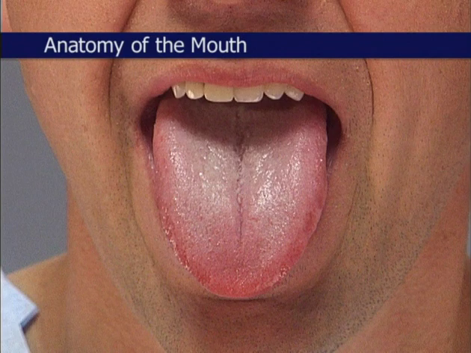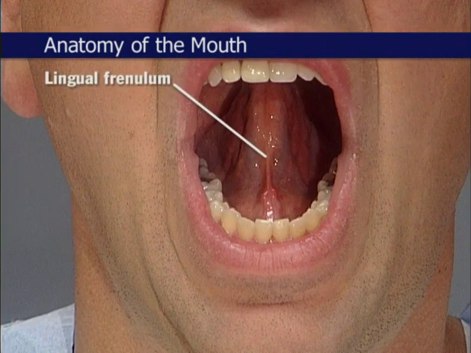The dorsum of the tongue is covered with papillae, giving it a rough surface. Some of these papillae look like red dots, which contrast with the thin white coat that often covers the tongue. The undersurface of the tongue has no papillae. Note the midline lingual frenulum that connects the tongue to the floor of the mouth.